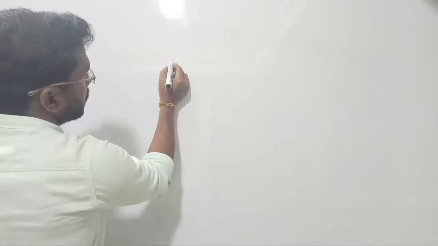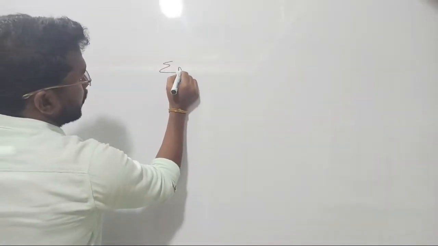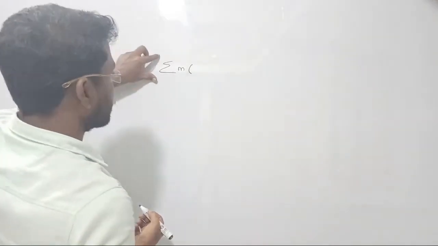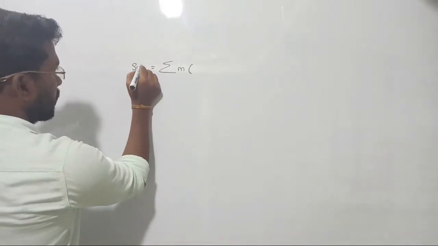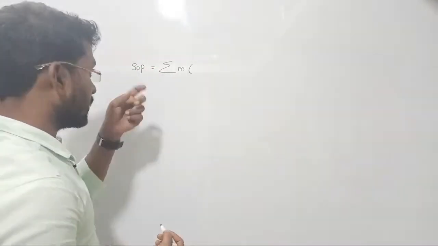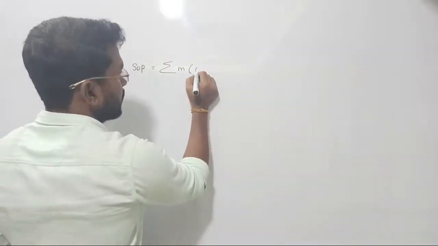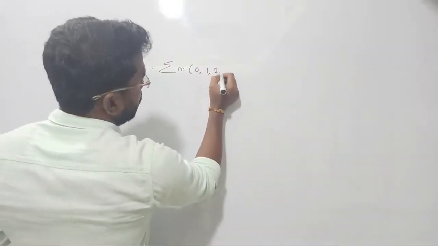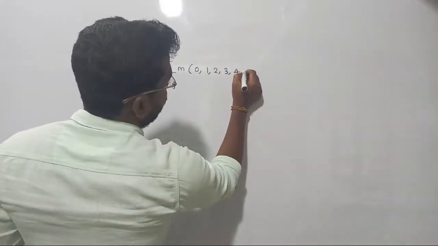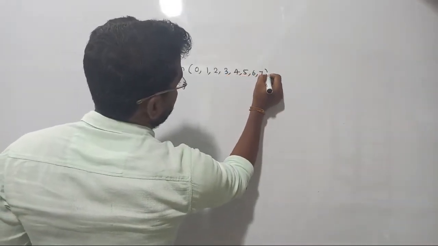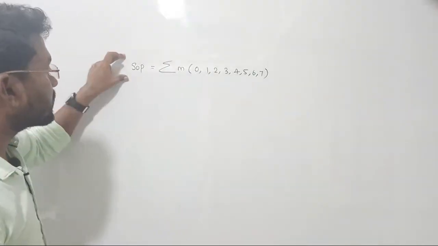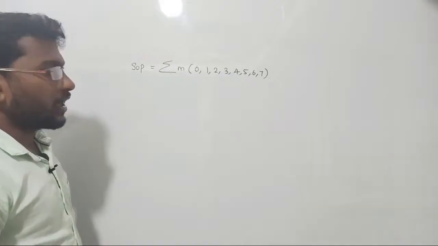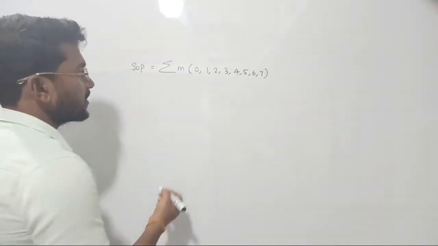Just by using summation, I'm collecting the summation of min terms, which is simply called sum of products. Min terms means, for example, 0, 1, 2, 3, 4, 5, 6, 7. I am considering 3 variables. So the sum of min terms is called sum of product. What do I mean? Let us understand.